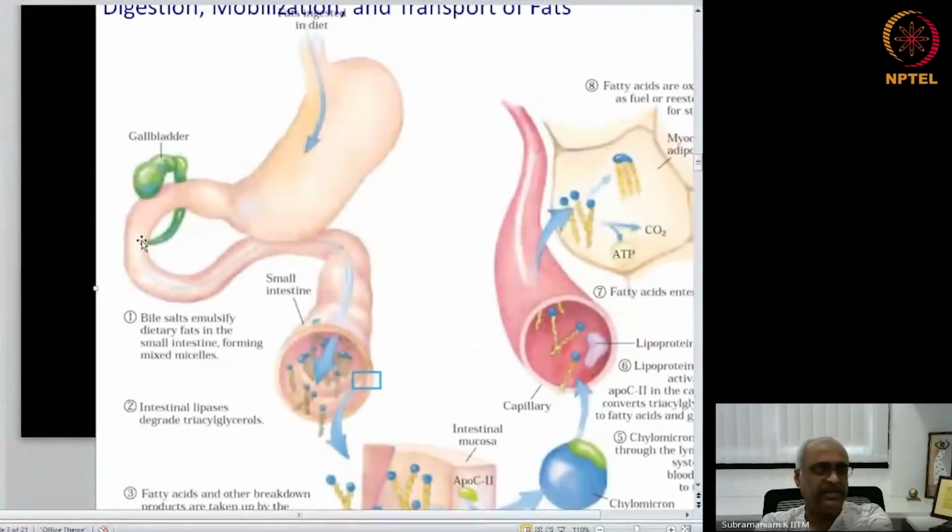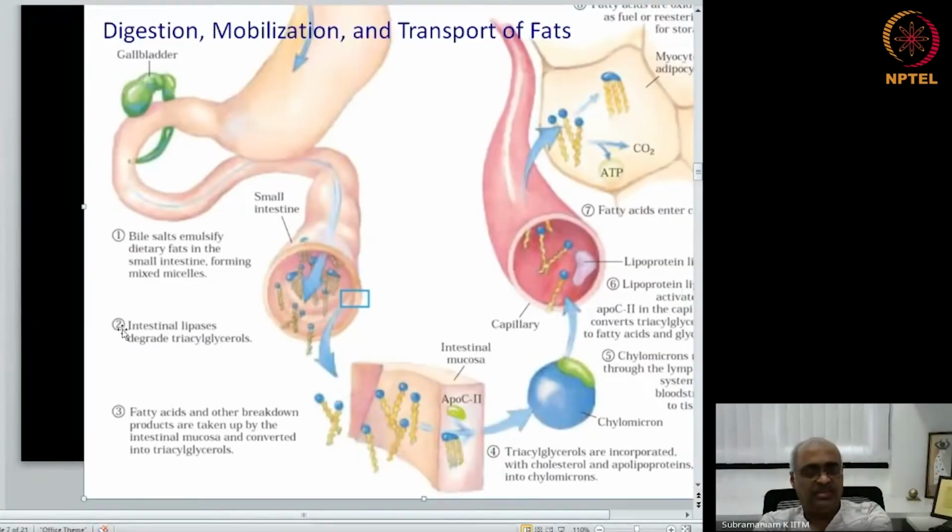So they are essentially detergent. And emulsification means the large fat aggregates are converted into smaller micelles. Micelles meaning lipids distributed in water in small particles or droplet-like things. So that increases the surface area of the fat for the action of intestinal lipases. The first step is emulsification, and the second step is intestinal lipases. These are going to hydrolyze the triacylglycerol into glycerol and the free fatty acids.